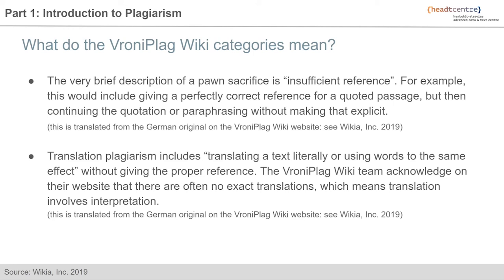The very brief description of a pawn sacrifice is, and I quote, insufficient reference. End of quote. For example, this would include giving a perfectly correct reference for a quoted passage, but then continuing the quotation or paraphrasing without making that explicit. For a more detailed explanation, you can also check the VroniPlag Wiki website. Translation plagiarism includes, and I quote, translating a text literally or using words to the same effect, end of quote, without giving the proper reference. The VroniPlag Wiki team acknowledged on their website that there are often no exact translations, which means translation involves interpretation.